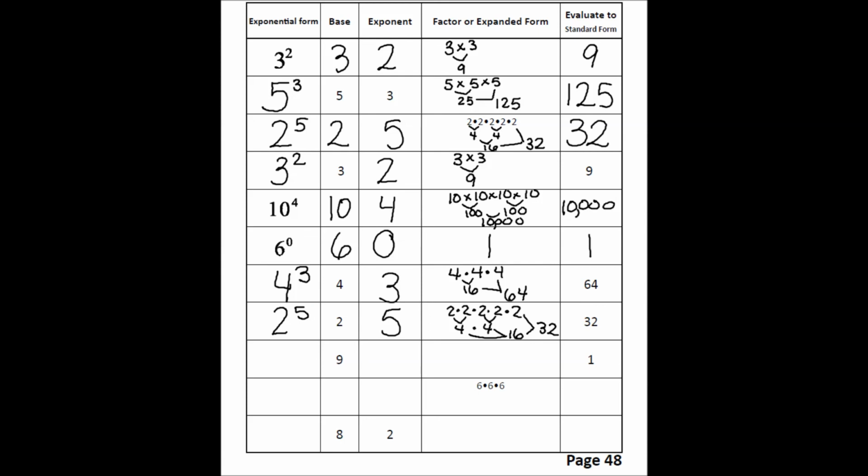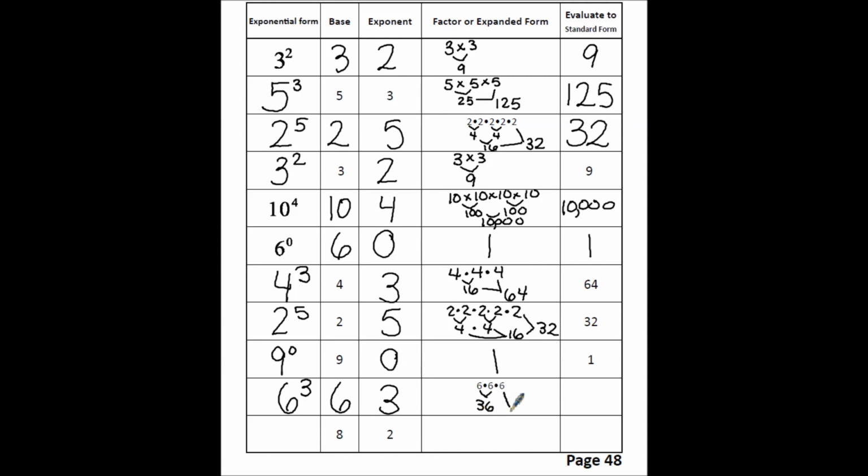Now, if I want to start with 9 and get to 1, I need to raise it to the 0 power, because any base raised to the 0 power will always give me 1. That is definitely a rule that we just have to remember, or think about that pattern I showed you earlier. So here we have a bunch of 6's, and we have it 3 times, so 6 to the 3rd power is how we write it in exponential form.